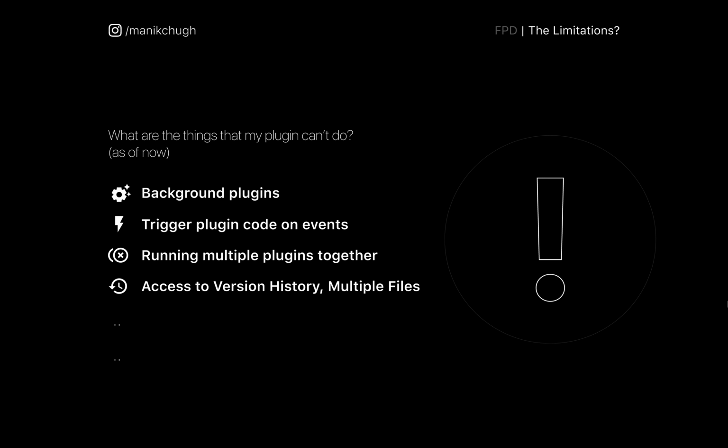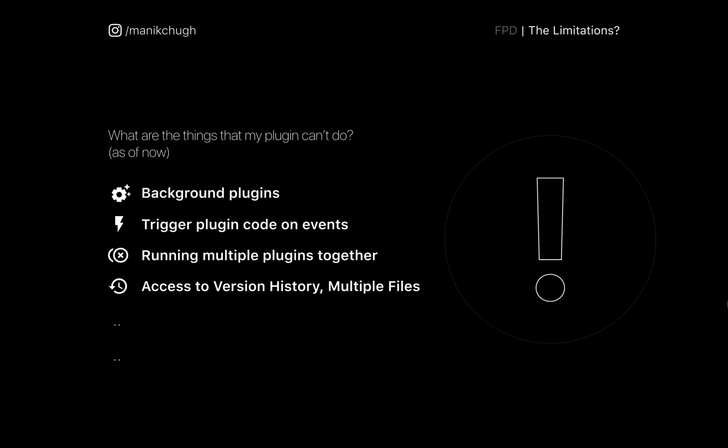Moving on to the second limitation, which is triggering plugin code on events. You cannot trigger plugin code on any event or activity that the user does. So if you are a JavaScript developer, you are already aware of all the events that can be handled by JavaScript. Similarly, you cannot trigger your plugin code depending on what action the user is doing. So this is currently not supported by Figma plugins, though it would be really useful to have plugins which can automatically start by doing some action.